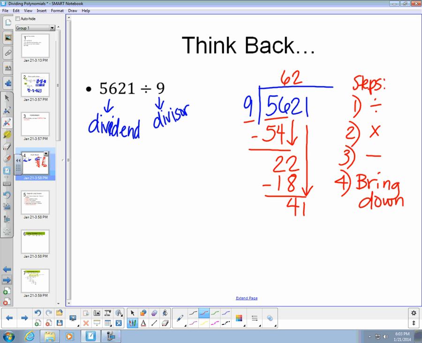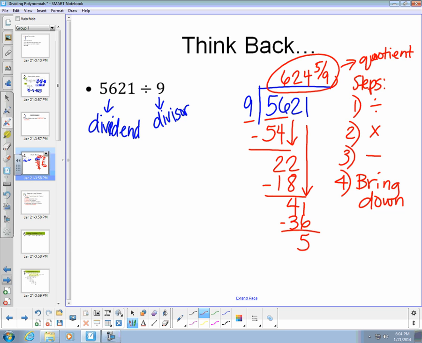Okay? So if we keep going here, we are going to end up with a remainder of 5. And the remainder can be written as a fraction. And we would put the remainder over the divisor. And this answer that we get right here is called the quotient. Quotient is the answer to a division problem.